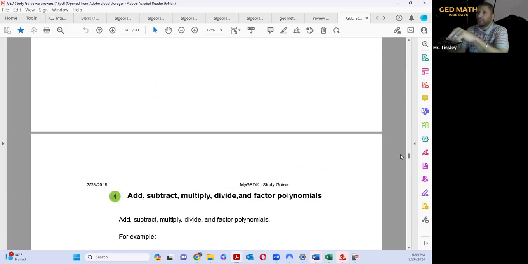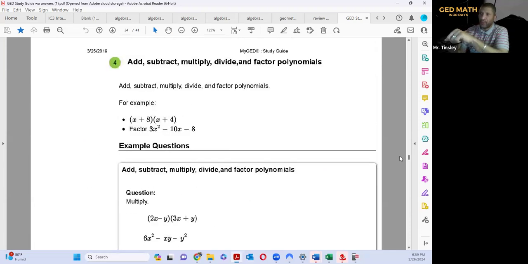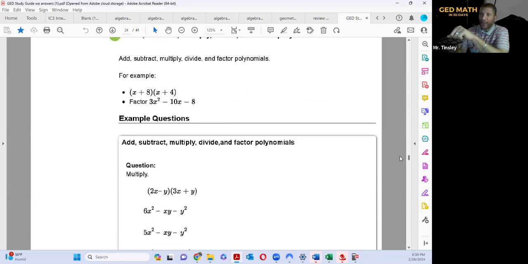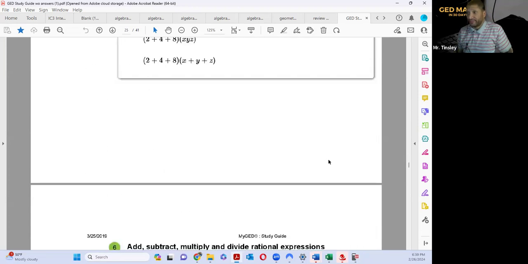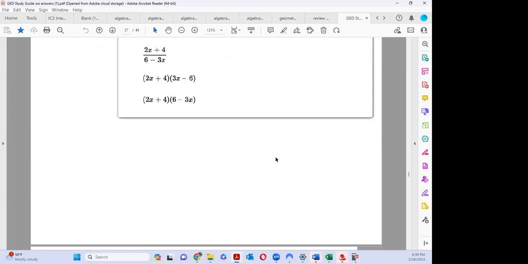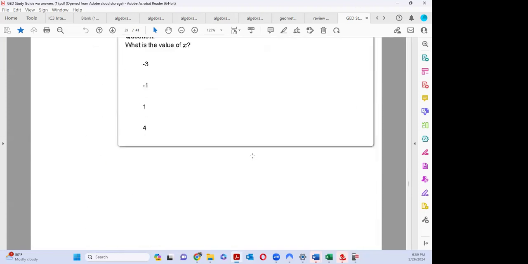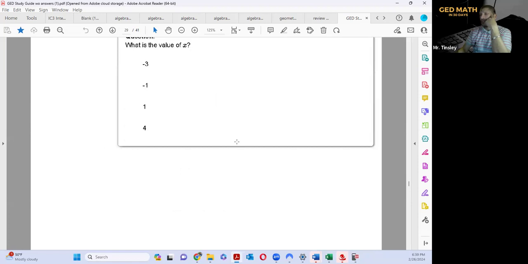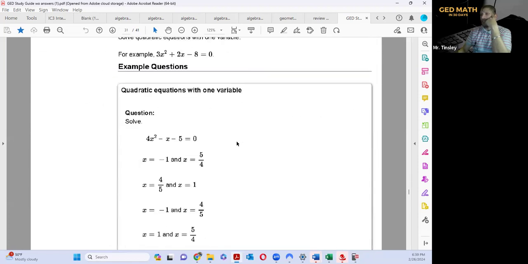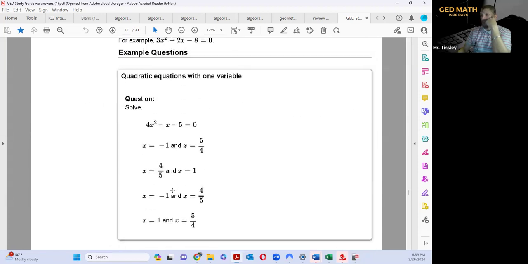So remember, I told you there's multiplying binomials right there. There's your factor right there. Look at that. Factor 3x squared minus 10x minus 8. Multiply x plus 8 times x plus 4. It's telling you it's on the exam. This came from the GED website right here. So this is the PDF that I just sent you. It doesn't have the answers on it.